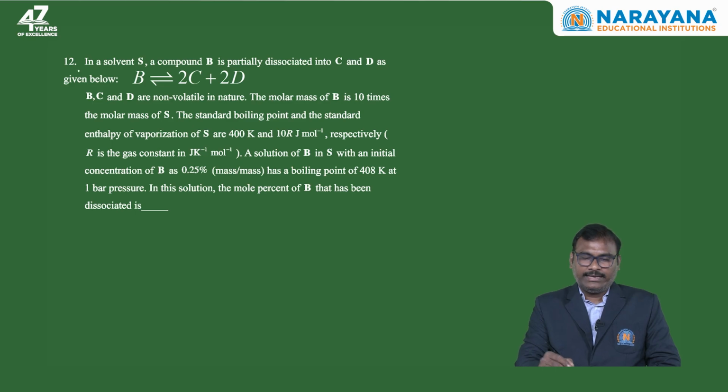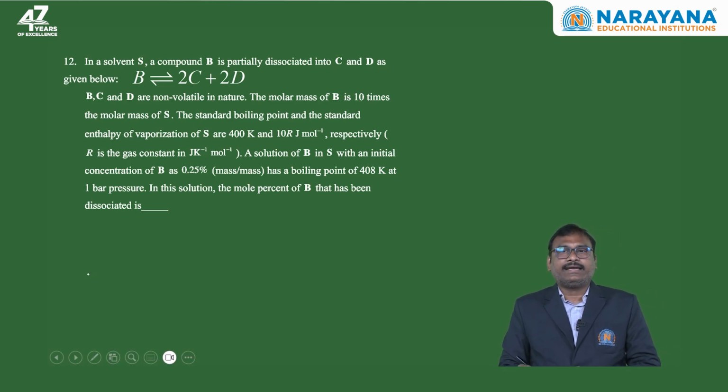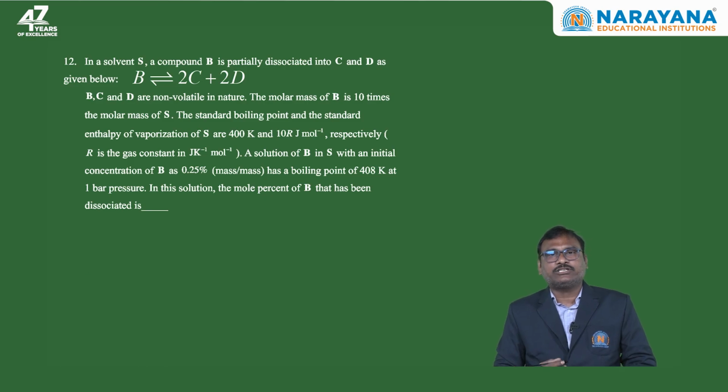So, question number 12. In a solvent S, a compound B is partially dissociated into C and D as products. According to the given equation, B becomes 2C and 2D. B, C, D are non-volatile in nature. The molar mass of B is 10 times the molar mass of S.